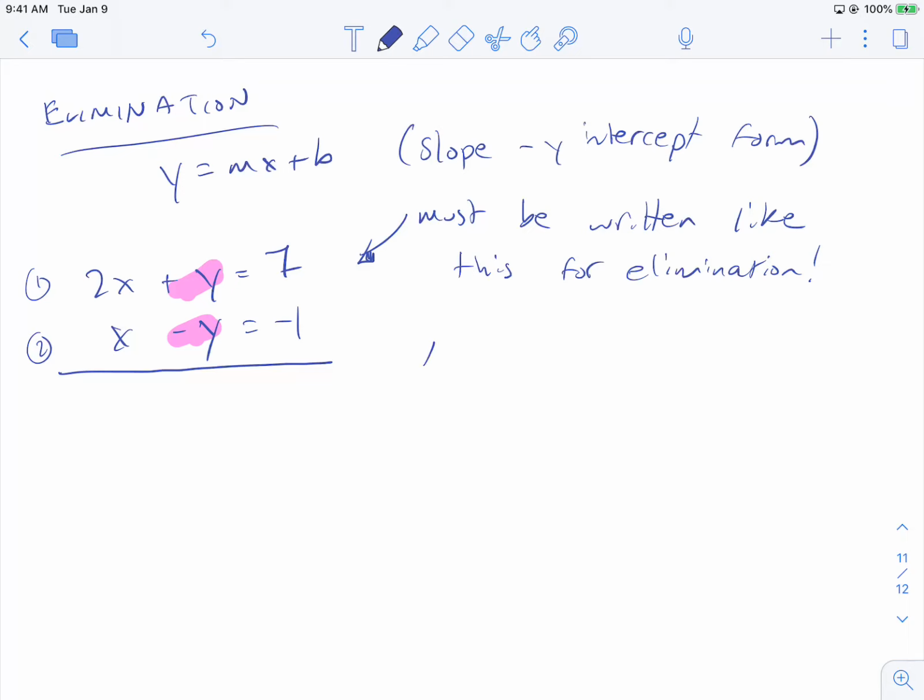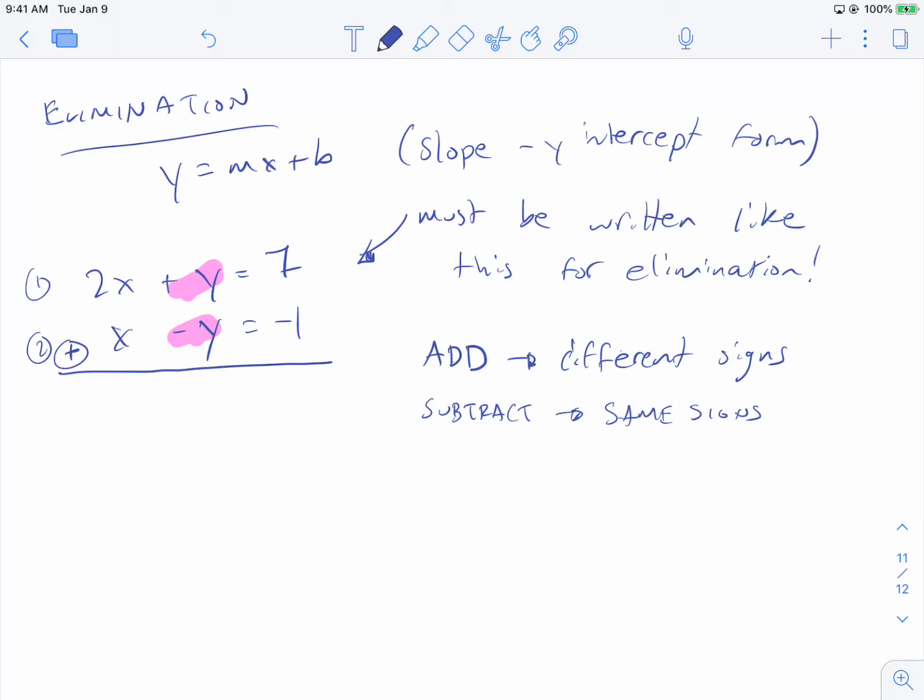And so here's how it works. You add if you have different signs. You subtract if you have the same signs. So here we have different signs, right? We have a positive and a negative, so here we are going to add. So we'll put this little plus sign to our minus that we're going to add.